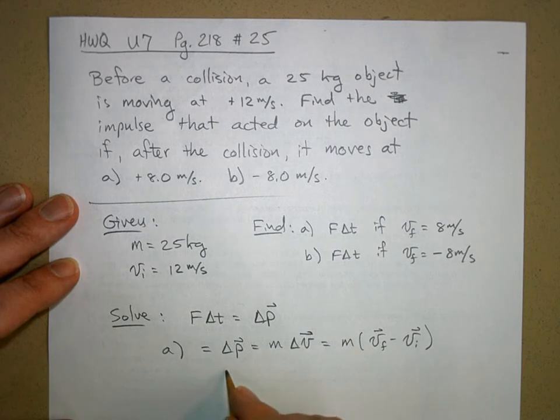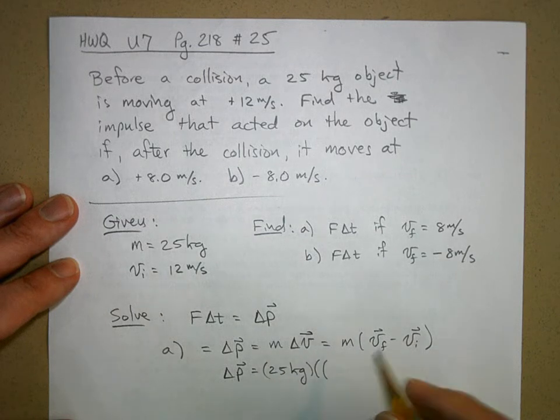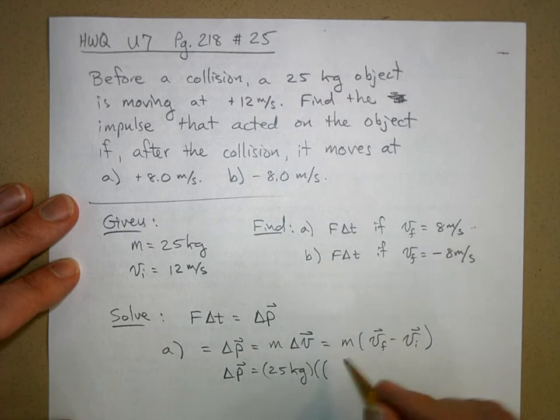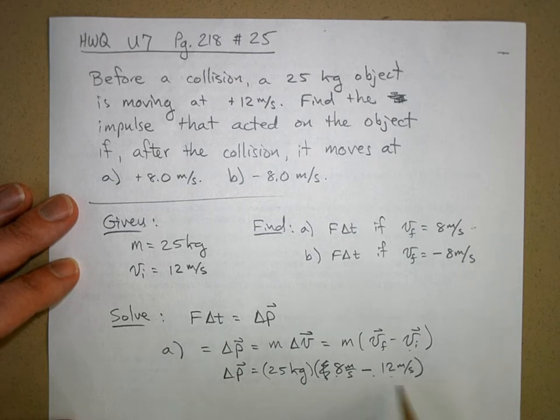Okay, so delta P then is equal to, well, we know what the mass is, 25 kilograms. Now V final is given to be 8 meters per second minus the initial velocity, which was 12 meters per second. Now 8 minus 12 is negative 4. Negative 4 times 25 is negative 100.